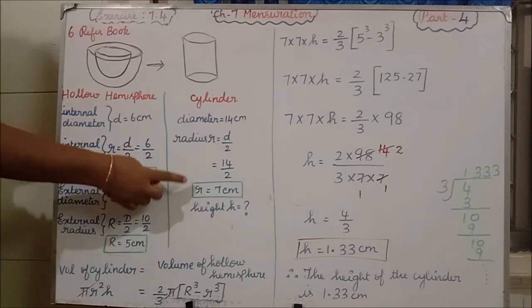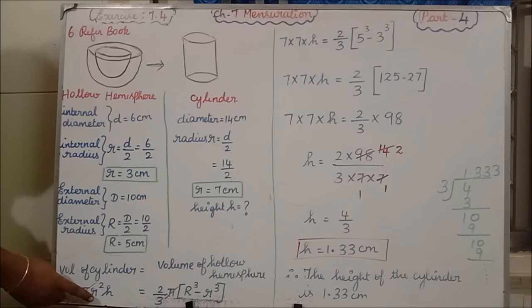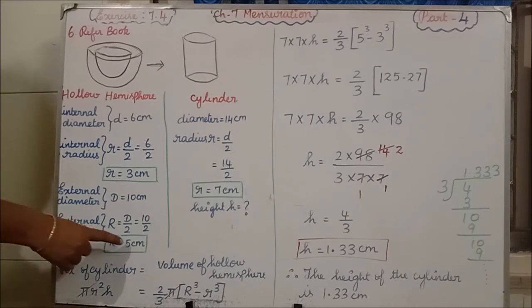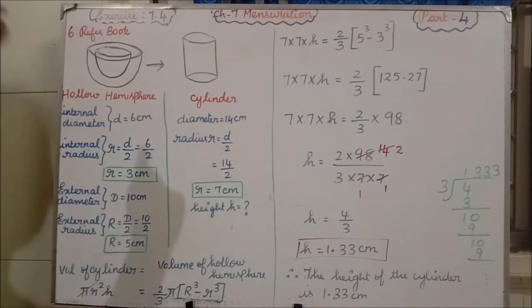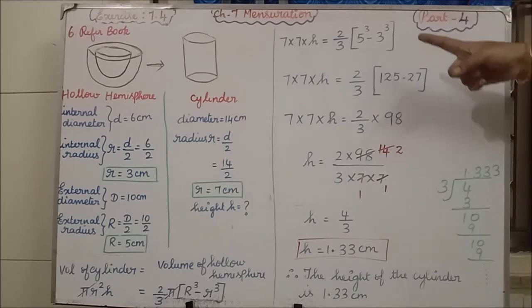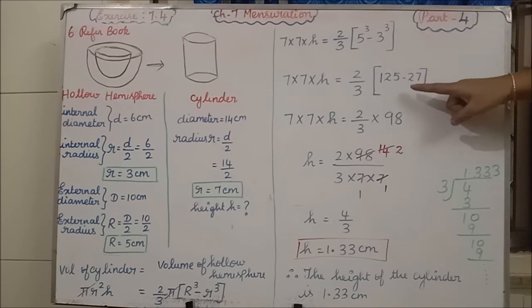Now I am going to substitute the values. For the cylinder, what is the radius? 7. So 7 into 7 into h equal to 2 by 3 into capital R, which is 5, so 5 cube, minus small r, which is 3, so 3 cube. Clear all of you? Now tell me what is 5 cube? 125. 3 cube is 27. So I am writing 7 into 7 into h equal to 2 by 3, 5 cube is 125, 3 cube is 27.